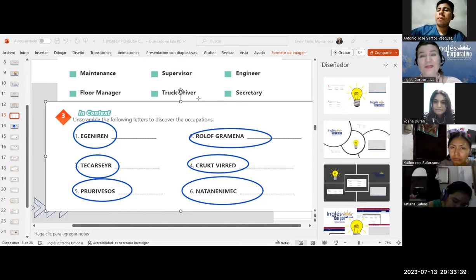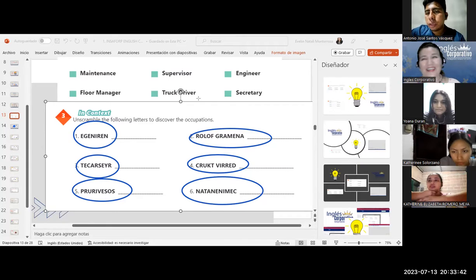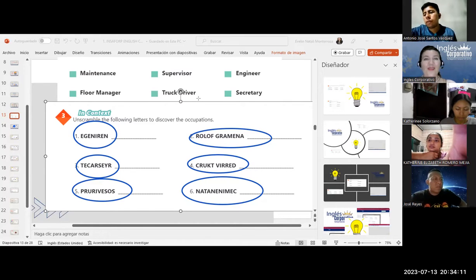I am a teacher, but I would love to be a veterinarian. What about you? A doctor, an engineer, a truck driver, a secretary. ¿Qué les gustaría hacer si no fueran lo que son ahorita? Engineer. What else? Or who else?